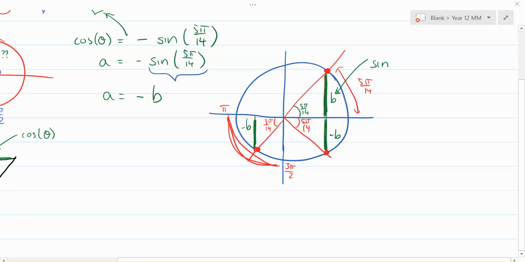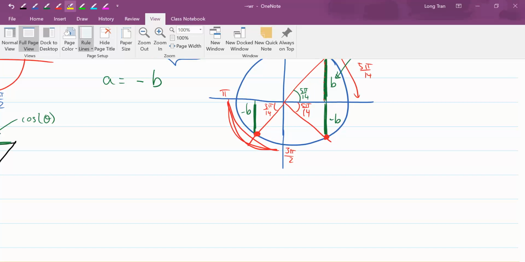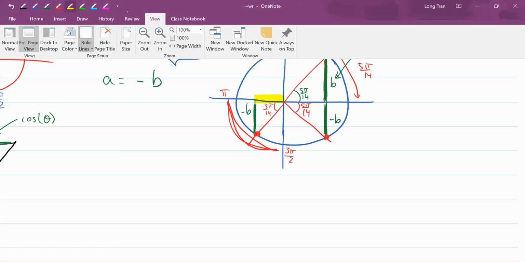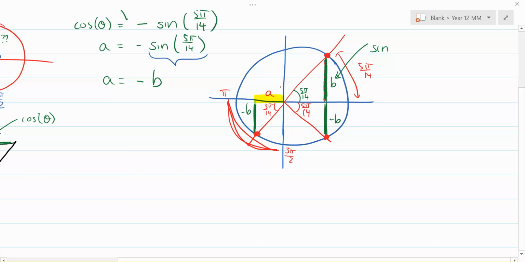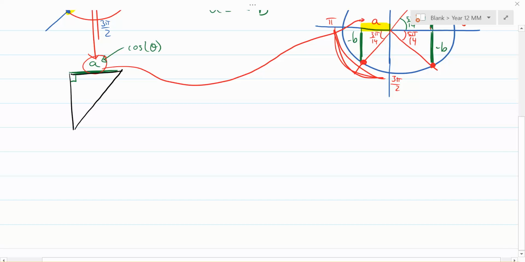Now, I've called it negative B. Remember, our goal is that we want A. Now, where was A again? I'm going to highlight again. A was here. This is where A was. Remember, we just said before that this is A. That's what I did here, I just replaced, that's your A value. So this A, I want to replicate the triangle that I've given.